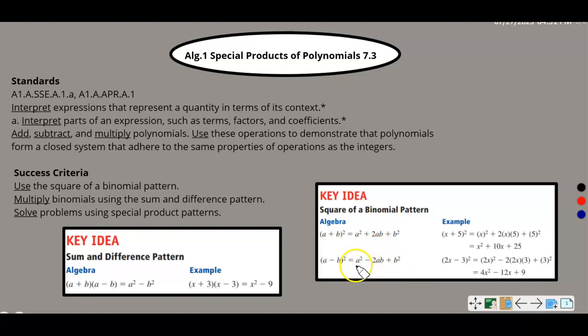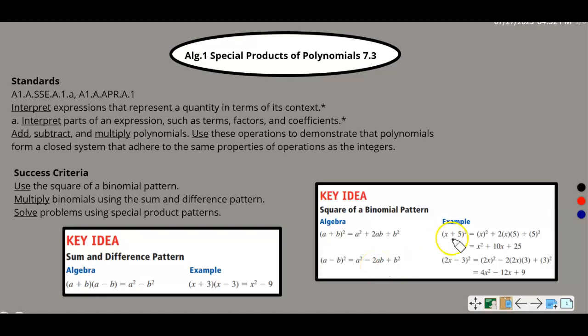Why? Because when you square anything, it becomes positive. So a squared is positive because it's something squared. b squared is going to be positive regardless of the sign of b because it's something squared. So the only difference is the sign in the middle.